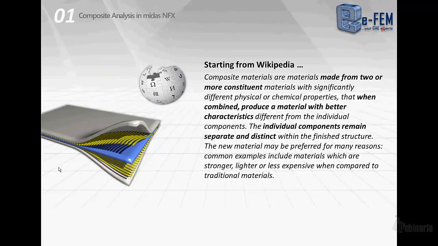maybe in different physical, chemical, or also mechanical properties. When combined together, the two or more constituent materials give out a better material with better characteristics, different from those of the individual components. One particularity of composite materials is that the individual components remain separate and distinct within the finished structure. This means that all the constituents can be defined and identified in the composite architecture.